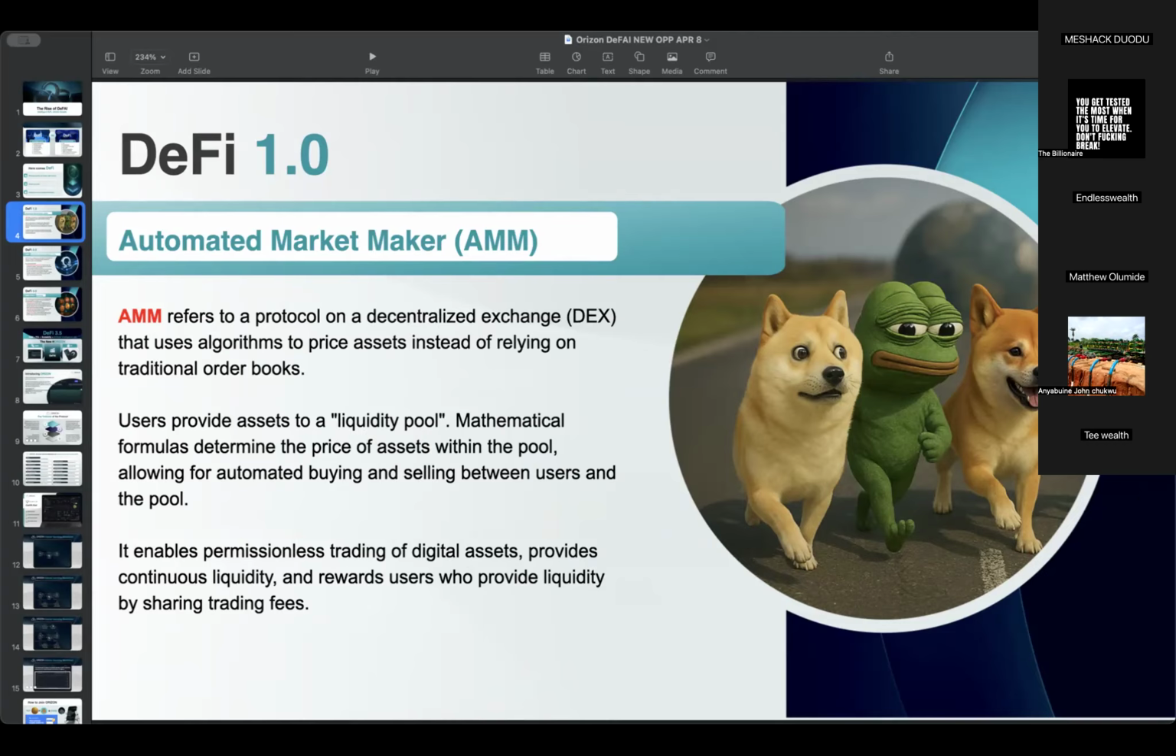Because on decentralized finance, what we have is currencies. So that coin is a currency, that token is a currency. Whoever creates that currency puts money in the liquidity pool, and a price is set based on that money in the liquidity pool.